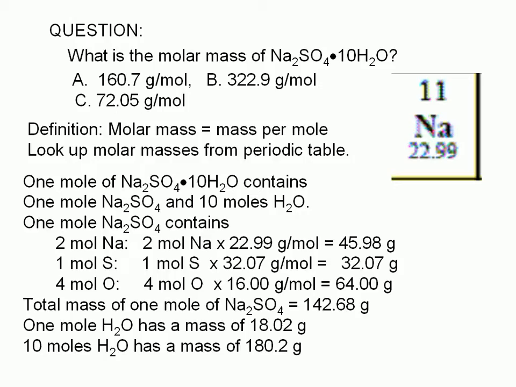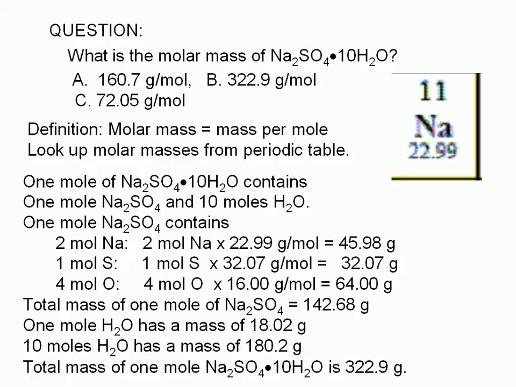Thus, the total mass of 1 mole of sodium sulfate decahydrate is equal to the mass of 1 mole of Na2SO4, or 142.68 grams, plus the mass of 10 moles of H2O, or 180.2 grams, which equals 322.9 grams. The molar mass of sodium sulfate decahydrate is 322.9 grams per mole. The correct answer is B.